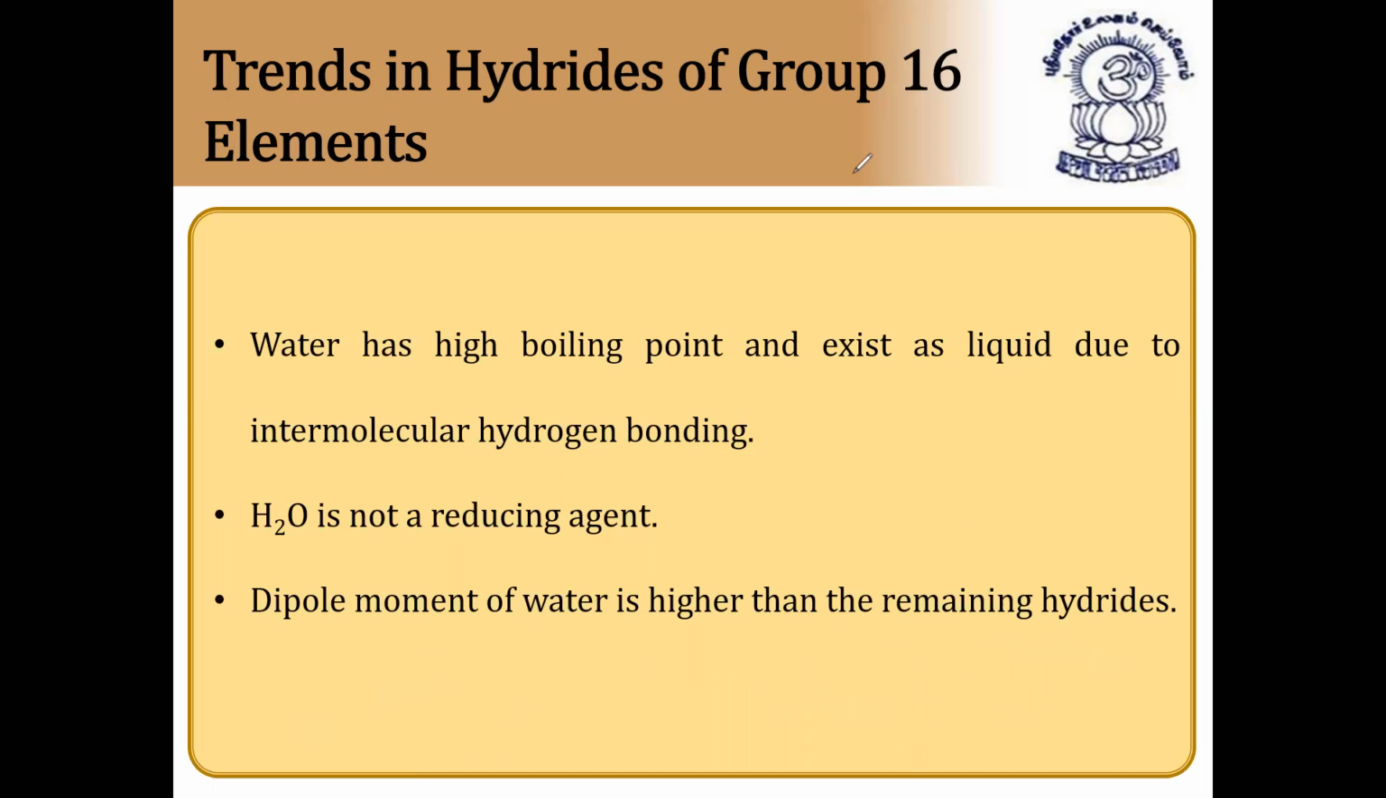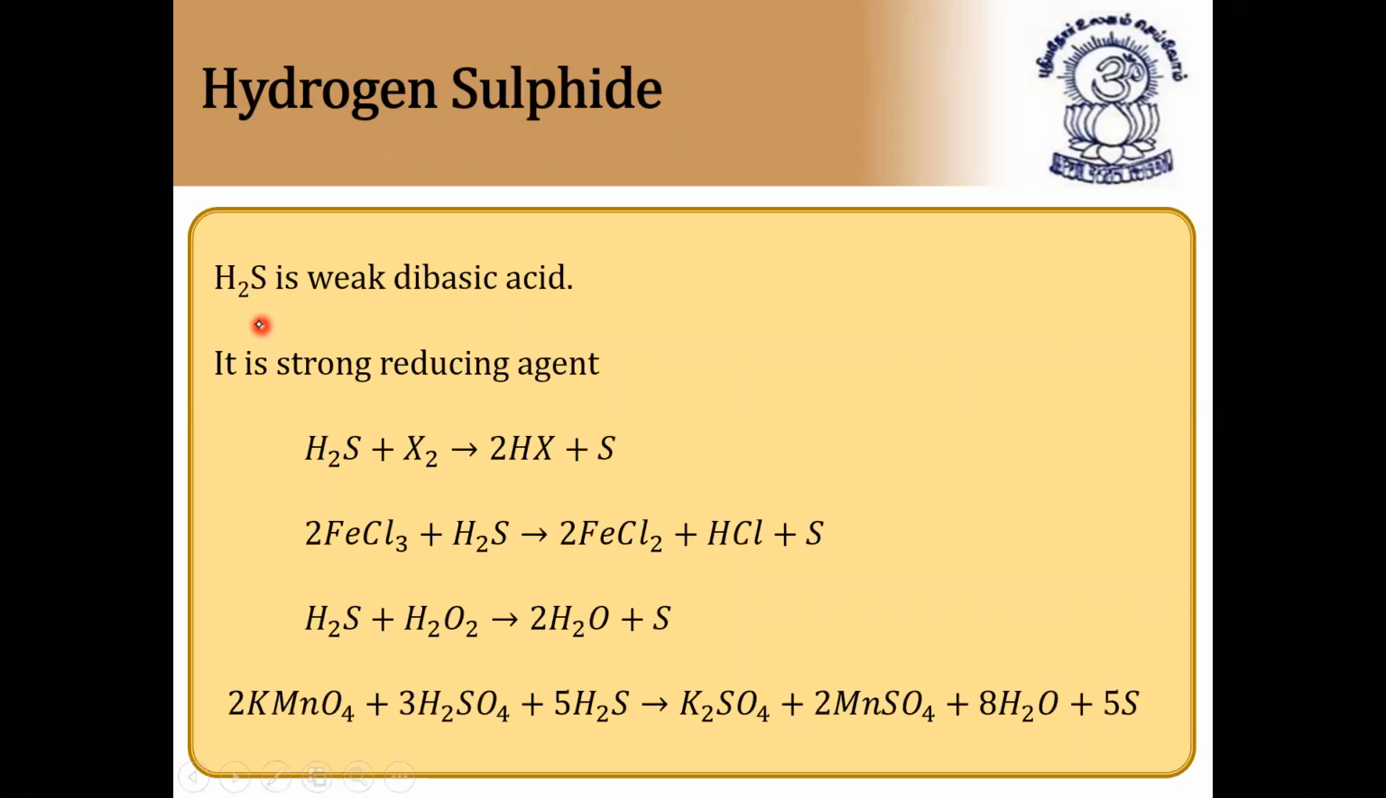Next, hydrogen sulfide. Hydrogen sulfide is a weak dibasic acid. Dibasic because it contains two replaceable hydrogens. That's why it is a weak dibasic acid. It is a strong reducing agent. It reduces FeCl3 to FeCl2. Hydrogen sulfide combines with hydrogen peroxide and forms water and sulfur. It reduces potassium permanganate to manganese sulfate. So it is a good reducing agent.